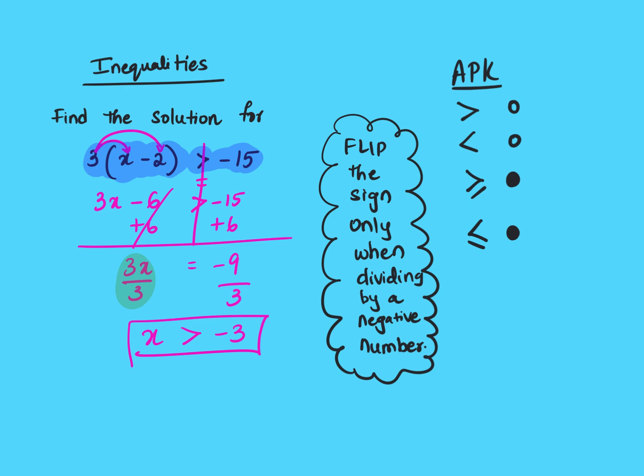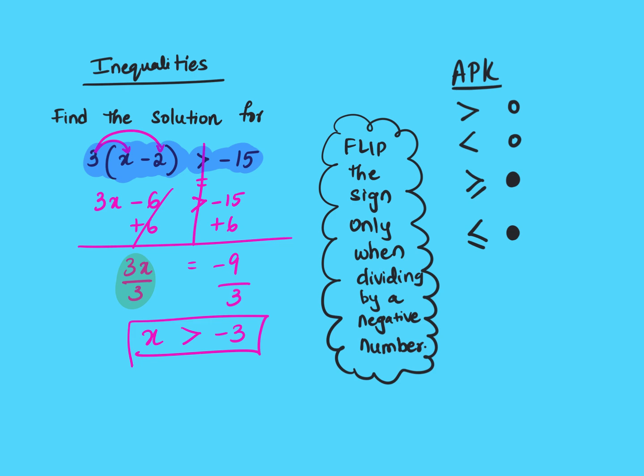Move numbers to the right. So negative 6 can be cancelled only by introducing a positive 6. So whatever you do on one side, you got to do it on the other. So plus 6, plus 6. So 3x is equal to negative 9. Now you're going to divide both sides by 3. So x is greater than negative 3.